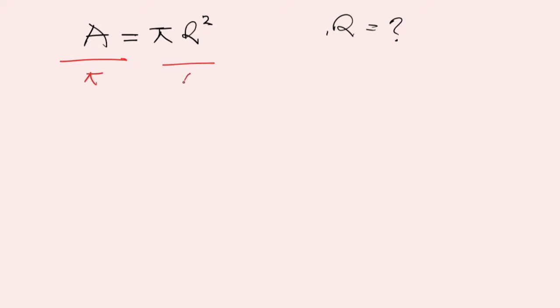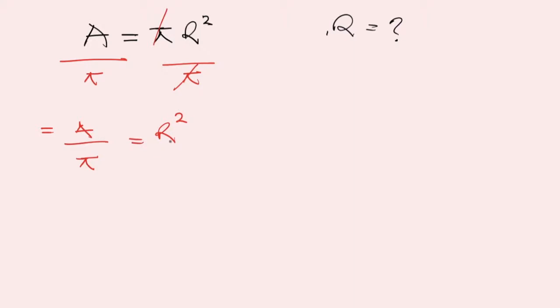Okay, so if we have the area of a circle, which is A equals pi r squared, and we want to make r the subject of the formula. So in this case, the first thing we need to do is get rid of the pi. And to get rid of the pi, we need to divide both sides by pi. So pi cancels out pi, and we're left with A over pi equals r squared.